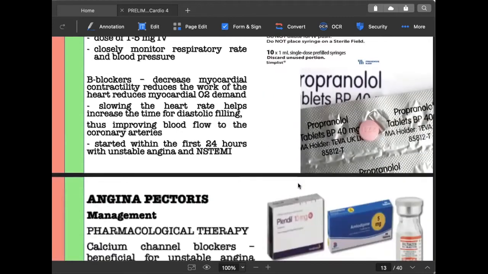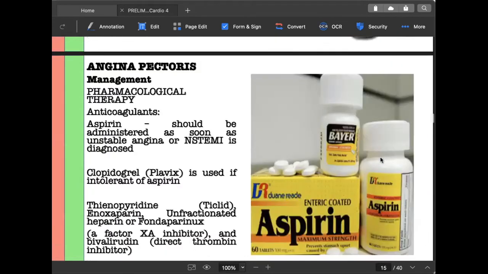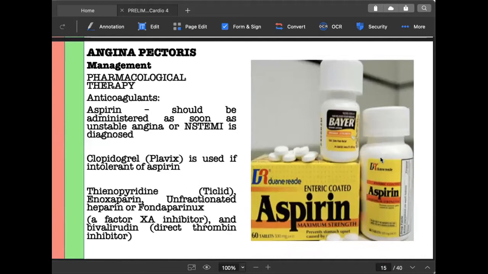Okay, now let's move on here. We also have your calcium channel blocker. In your calcium channel blocker, decrease your myocardial oxygen demand as well by decreasing your afterload, contractility and your heart rate. Okay, the next one, we also have your anticoagulants. In your anticoagulants, aspirin should be administered as soon as unstable angina or your NSTEMI is diagnosed.